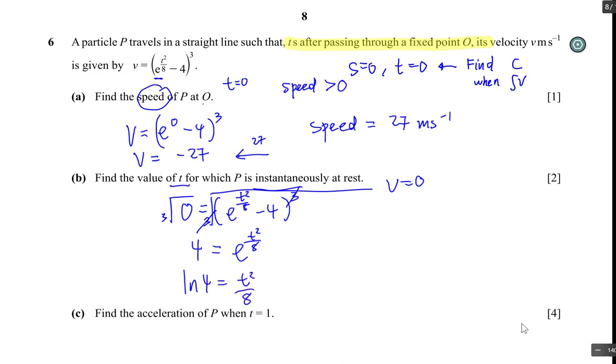Then t will equal the square root of 8 ln 4. You realize here I didn't do the positive negative for my square root. One of the reasons is time must always be positive as well. So I didn't do any positive negative for my square root. The question doesn't ask about the exact value. Yeah, I can type in the calculator to give you some idea about 8 ln 4.